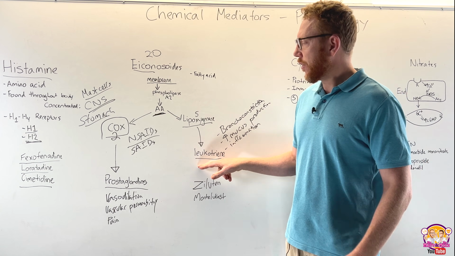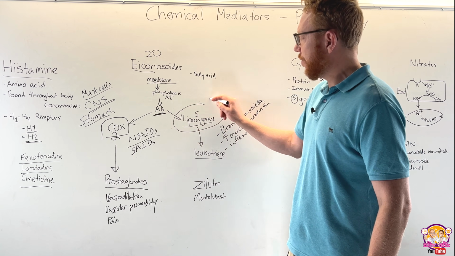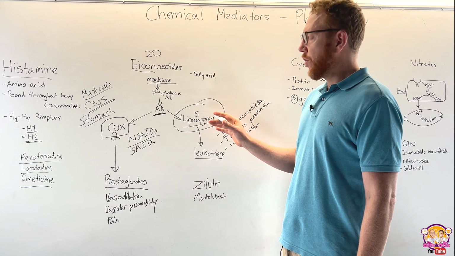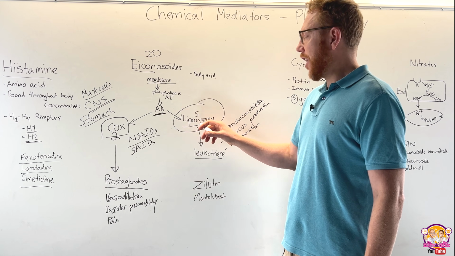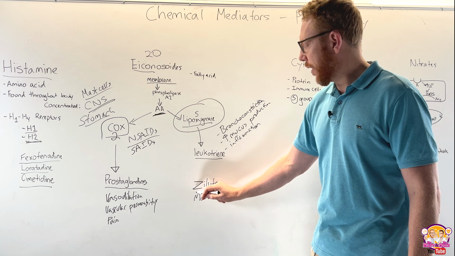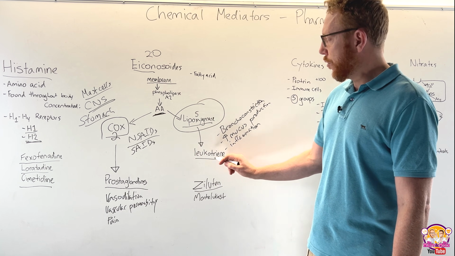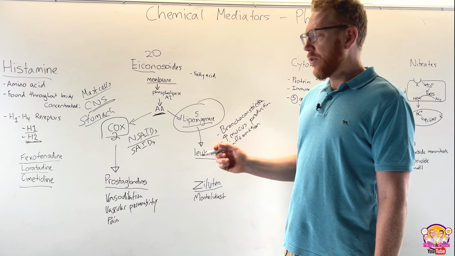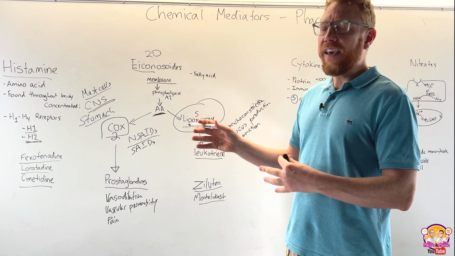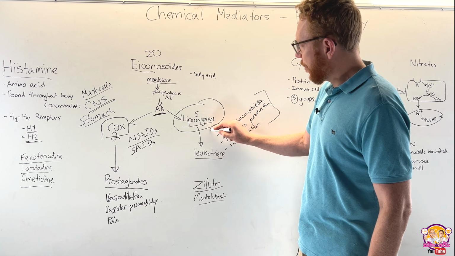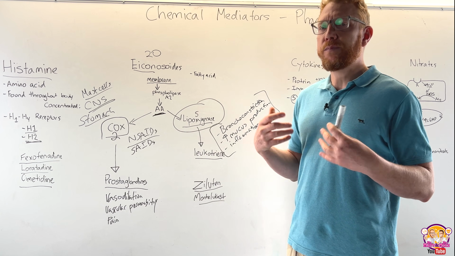Some of these agents can target the enzyme itself, so we can actually have certain medications that stop the lipoxygenase 5 working, and that would be an example, zileuton, or we could use leukotriene receptor blockers such as montelukast. In any case, they would try to stop this response happening in a hyper-responsive airway.